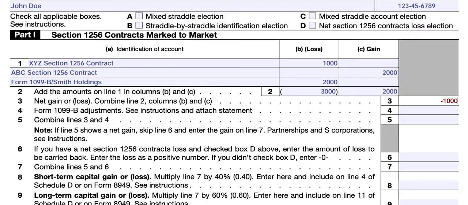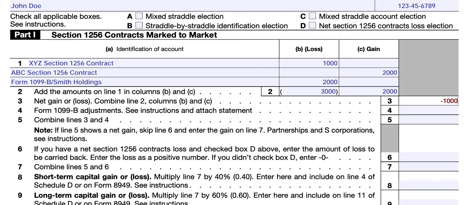In line 4, we would enter any Form 1099-B adjustments. So if you received a Form 1099-B that includes a straddle or a hedging transaction, then you may need to make certain adjustments, and you would have to attach a statement listing the following. So 3 different types of adjustments.